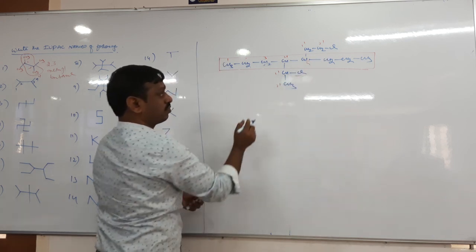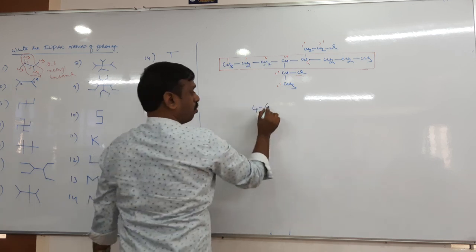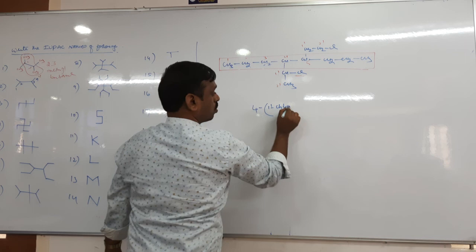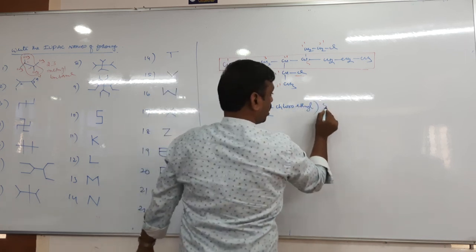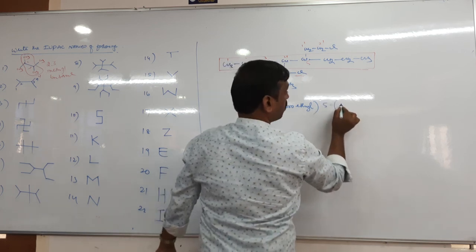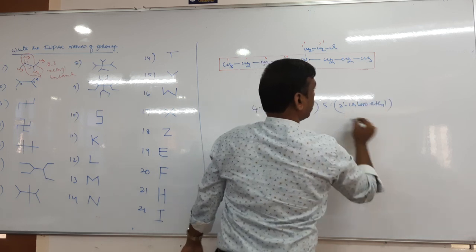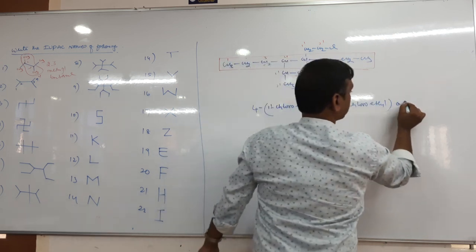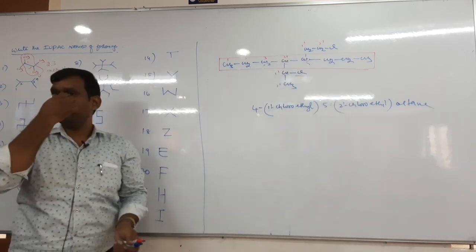So what is the IUPAC name? On the 4th carbon, tell me, 1 prime chloroethyl, and on the 5th carbon, which prime? 2 prime chloroethyl, it is also ethyl. Then octane. This is the meaning of the last rule.